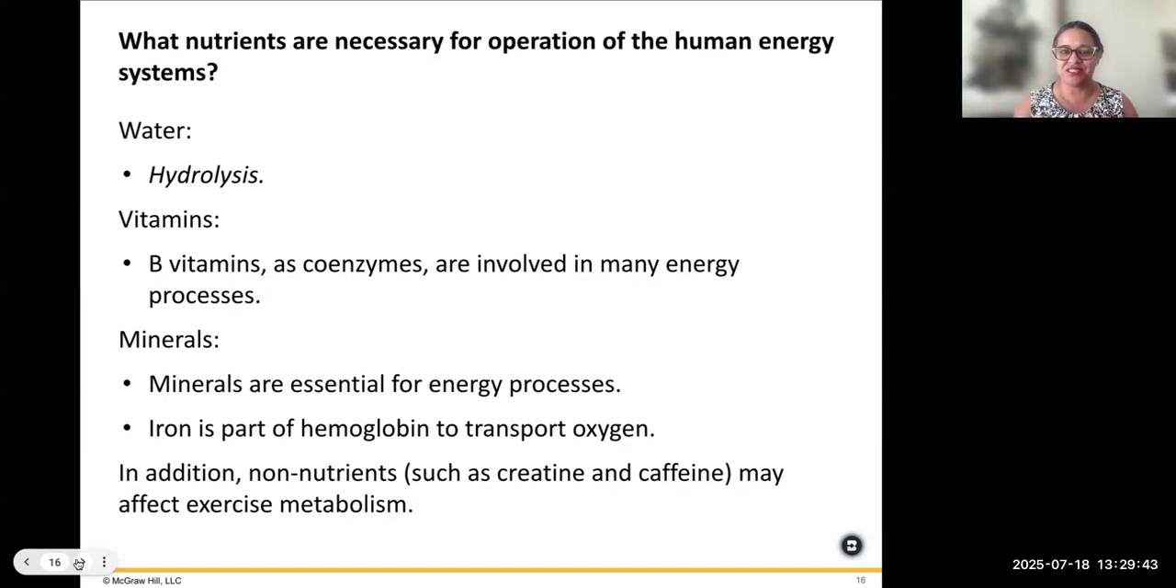Water contributes to hydrolysis. Vitamins such as B vitamins, coenzymes, are involved in many energy processes. Minerals are essential for energy processes. Iron is part of hemoglobin, which transports oxygen all around our bodies. In addition, there are non-nutrients such as creatine and caffeine that may affect exercise metabolism.